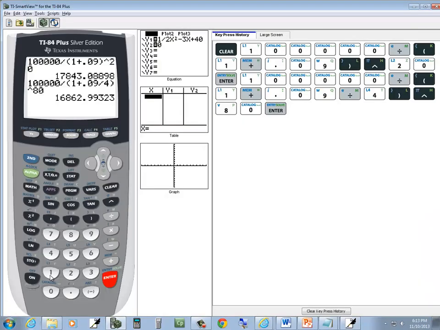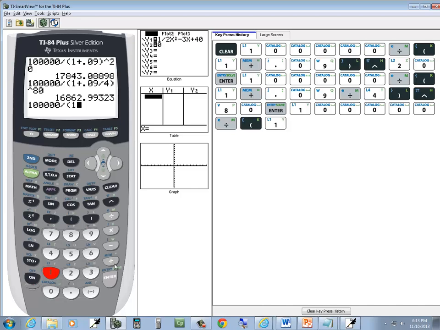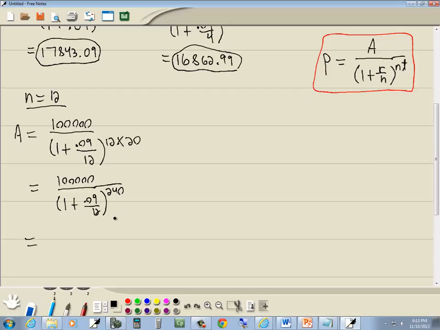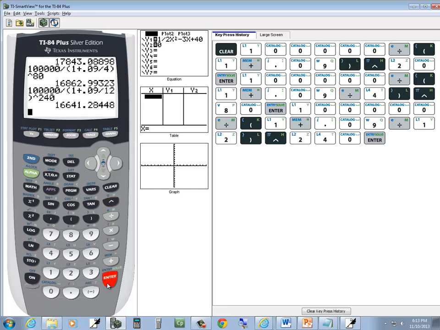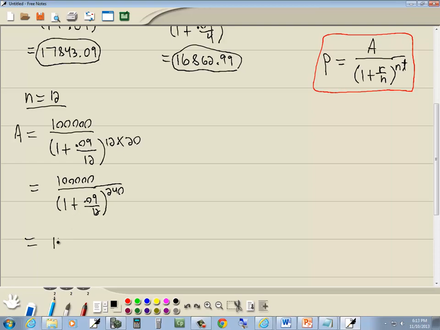Okay, so we got 100,000 divided by beginning parentheses 1 plus 0.09 divided by 12, close parentheses, caret 240. Enter. We've got 16,641 and 28 cents.